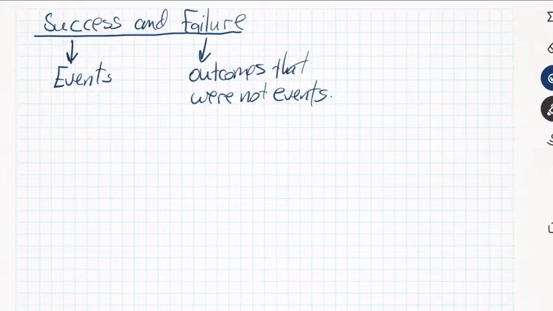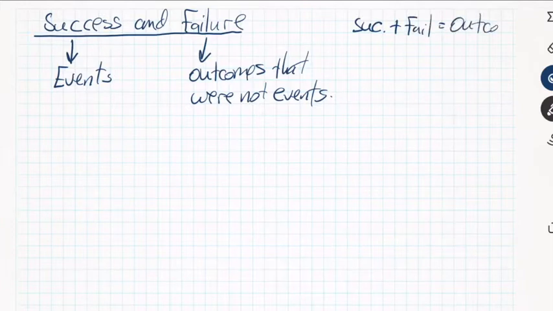Now, outcomes obviously is the sum of these two numbers. So if you take your successes, I'll abbreviate here, and you add on your failures, what you're going to end up with is your outcomes, because it accounts for everything.